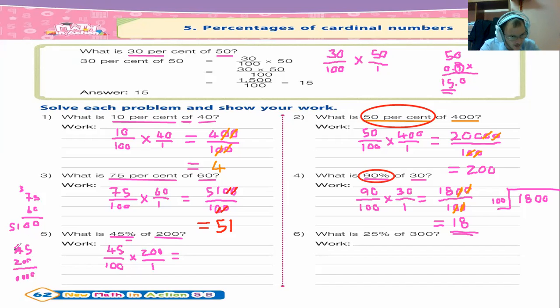It's going to give me 10, 9, 0, 0, 0, 0. 4 zeros over there. Over 100. Okay, over 100 over there. So then we eliminate the 2 zeros on both sides. And we are left with an answer of 900.